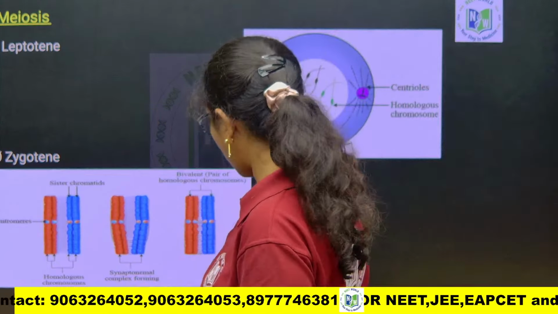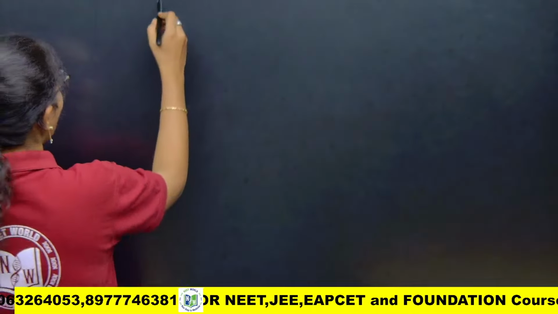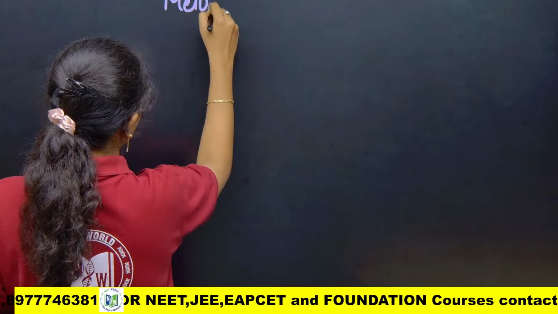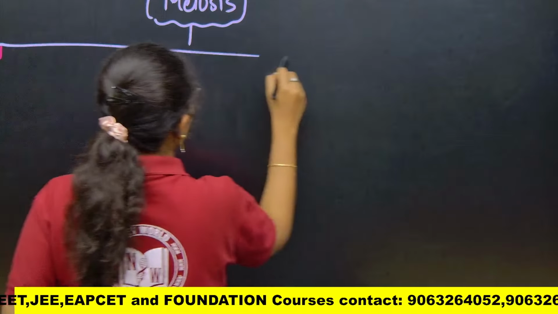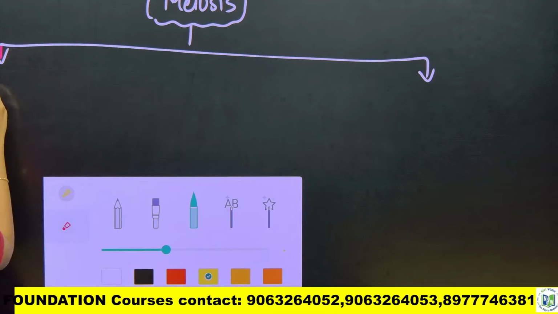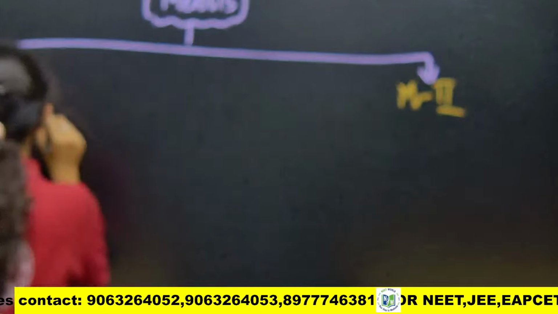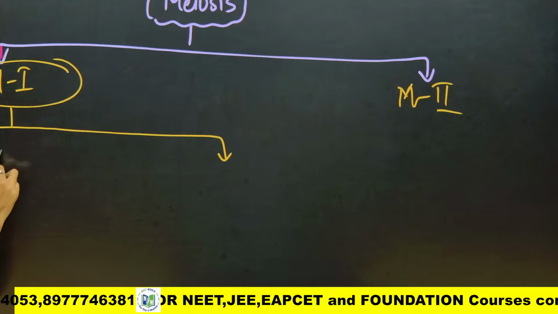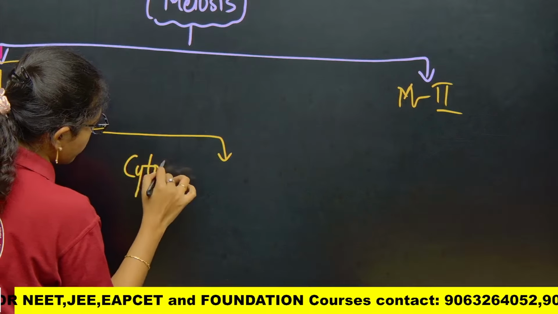So first, in meiosis, before entering the cycle, let me give you the framework of meiosis. As we have discussed in our first class of cell cycle, meiosis has two phases. We call them meiosis 1 and meiosis 2. Meiosis 1 will be having karyokinesis and cytokinesis.